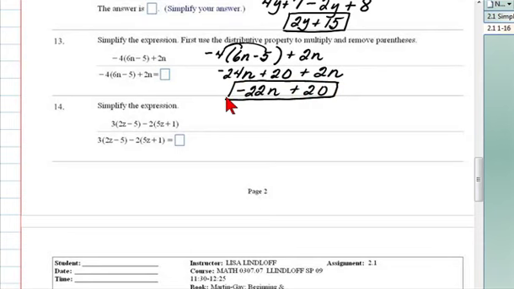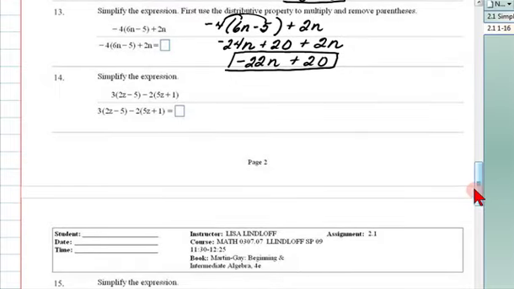Okay, I'm going to write the last problem out a little bit larger so everybody can see it, and then I'll be quiet, and I'd like you to do the simplifying, and then we'll go over it together. I want to simplify 3 parentheses 2z minus 5 minus 2 parentheses 5z plus 1. And I'll just be quiet for a minute, and we will then simplify together.